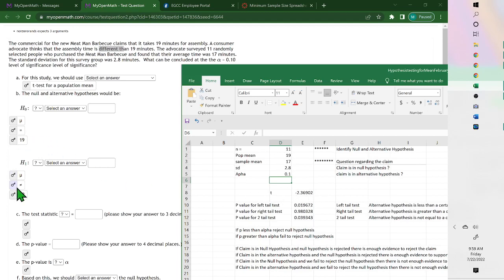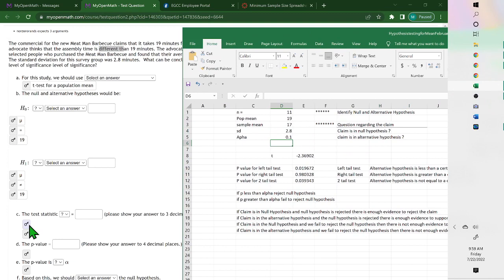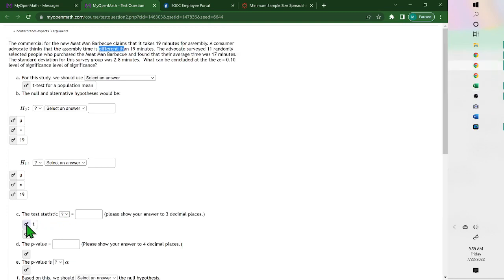Now, we were testing not equal to, which means it's two-tailed. Greater is right-tailed, less than is left-tailed. But this would be two-tailed because it's not equal to, so this would be our p-value. So test statistic, it's T because it's a t-test, and negative 2.369.